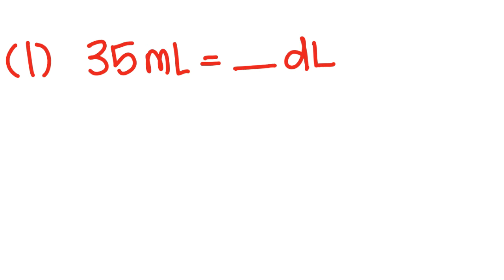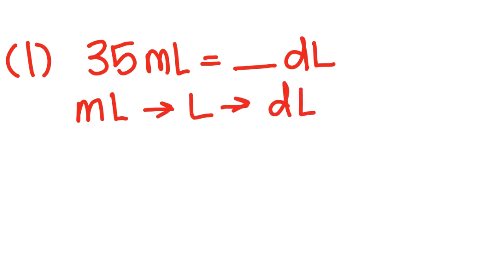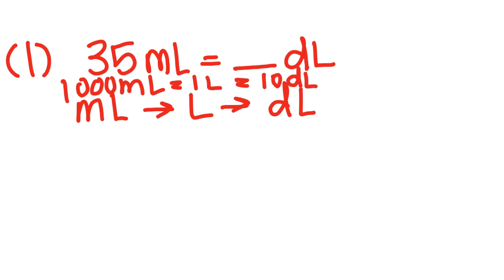The first one you have is 35 milliliters equals blank deciliters. Well, milli and deci are both metric prefixes. In order to convert from milliliters to deciliters, I'm going to do milliliters to liters to deciliters. I know that 1,000 milliliters is 1 liter, and I know that 10 deciliters is 1 liter.